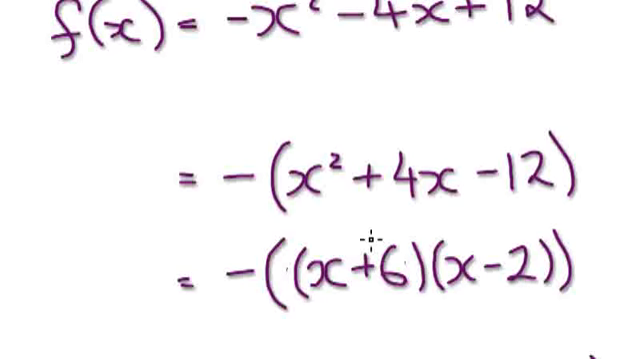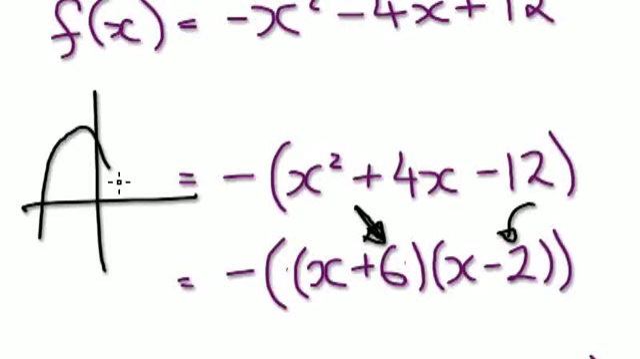Factorize the whole thing. This will give you this bubble multiplied with this bubble. By looking at this, you can tell that one of the roots will be -6, and the other root being +2. So your graph looks like this. This here is 2, and this here is -6.